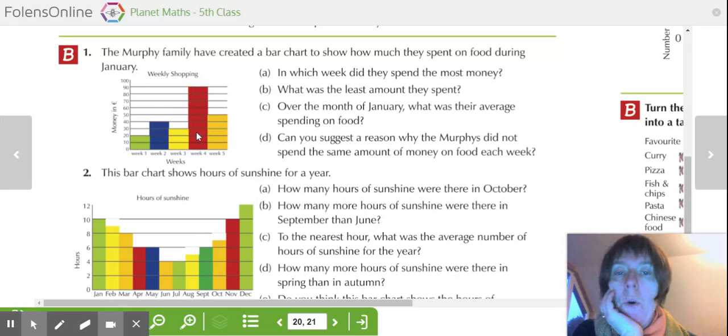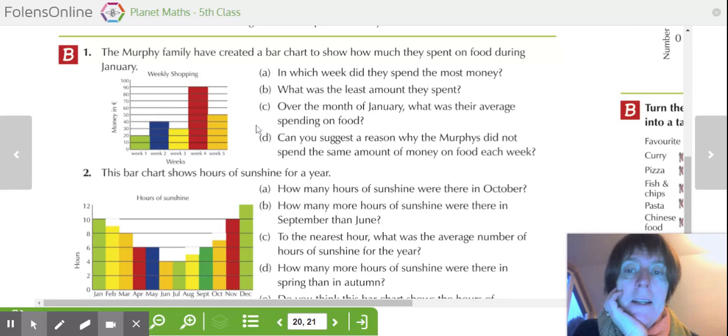So question A, in which week did they spend the most money? There you're looking at the biggest block. What was the least amount of money they spent? It was this one, wasn't it? Now, they're not asking you when, they're asking you how much. So careful with the questions. €20.